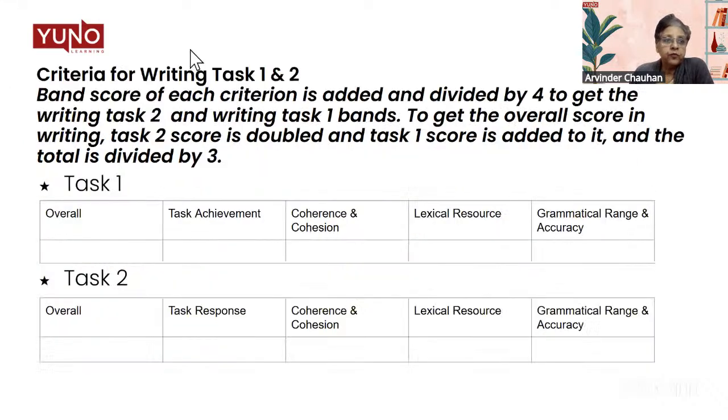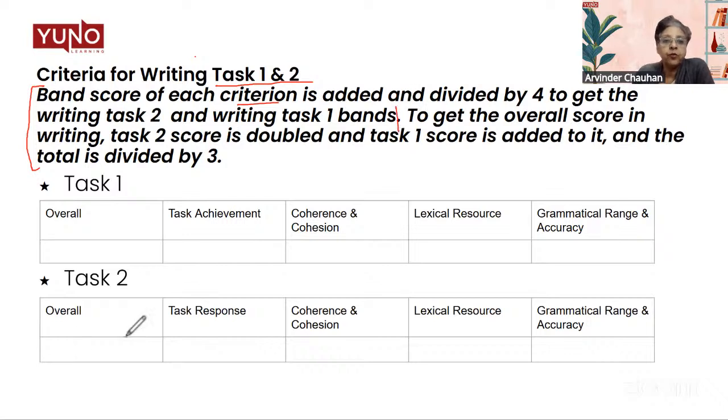Okay, let's move on from here. Now, talking about the writing. So writing task 1 and task 2. There's a calculation that they do, right? So you add and divide. The band score of each criterion is added and divided by 4 to get the writing task 2 and writing task 1 band score.